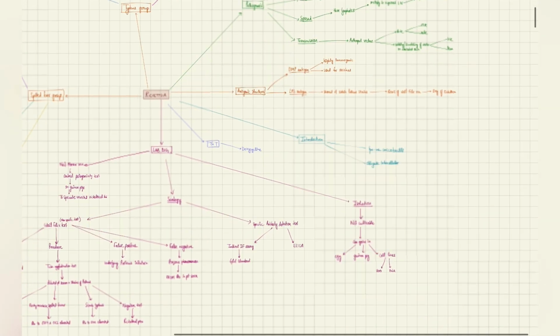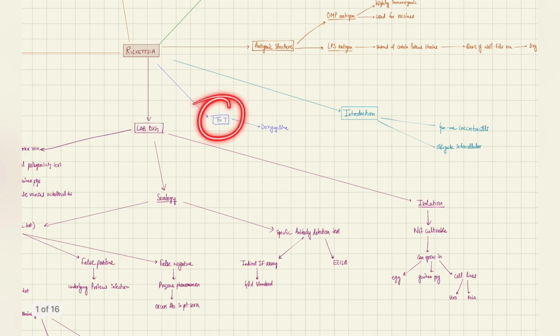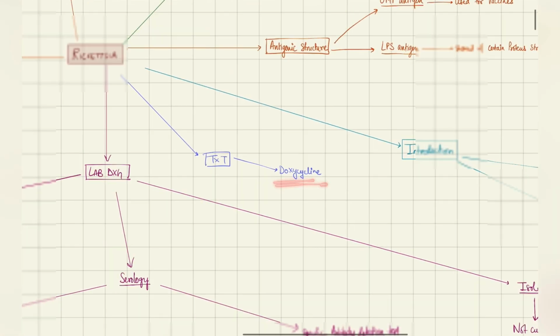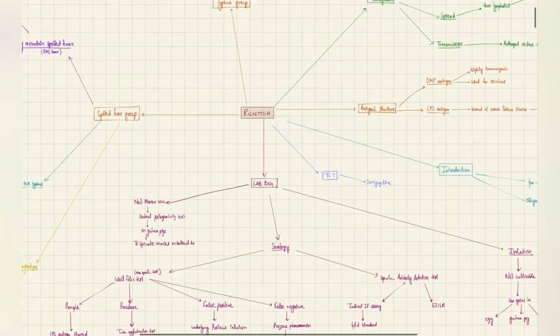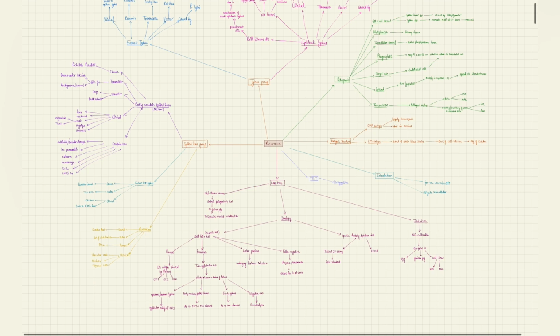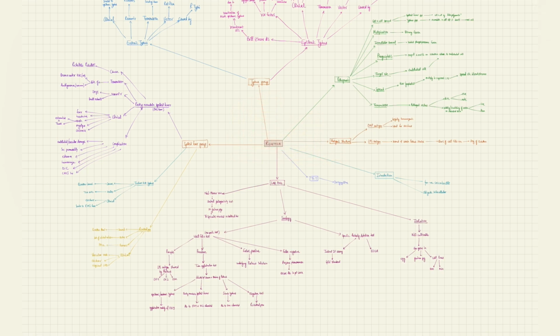Clear? So that's it for the lab diagnosis. Treatment: doxycycline can be given. So this was Rickettsia. We covered it. This was a long video because this is an important one. This comes for 15 markers. It's unavoidable. You will encounter this once in your second year MBBS.